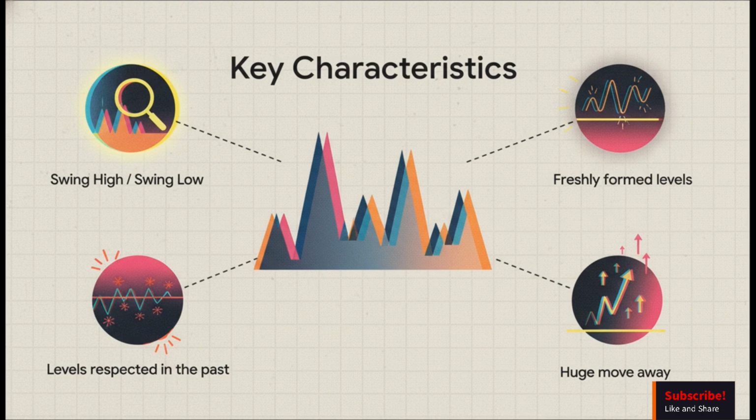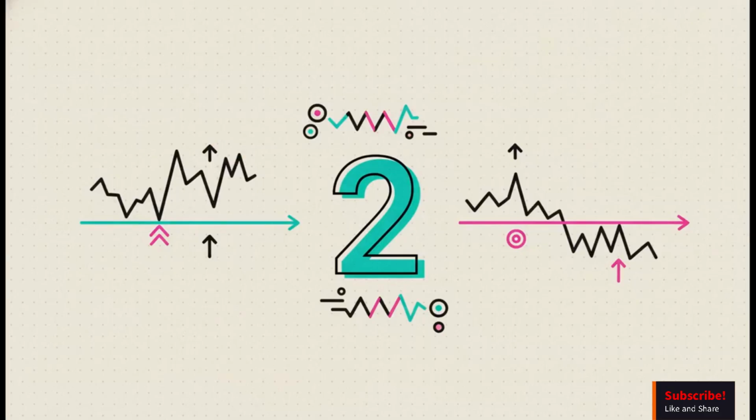You also want to look for levels that have been tested before, and a big clue is how strongly the price moves away from them. And here is a super important rule of thumb. One touch at a price level? Could be random. But when the price respects a level at least twice, bouncing off that floor or getting smacked down from that ceiling, that level suddenly becomes way more significant. It's a sign that a lot of people are all reacting to that same price.